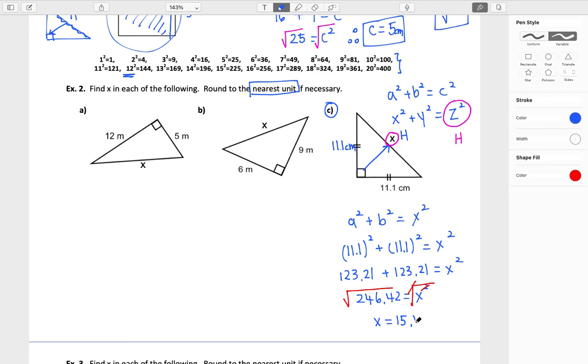It says 698. So that means when you round to the whole unit, it's going to be 16 centimeters. Okay, so make sure you are comfortable rounding to the whole number, which means the nearest unit.